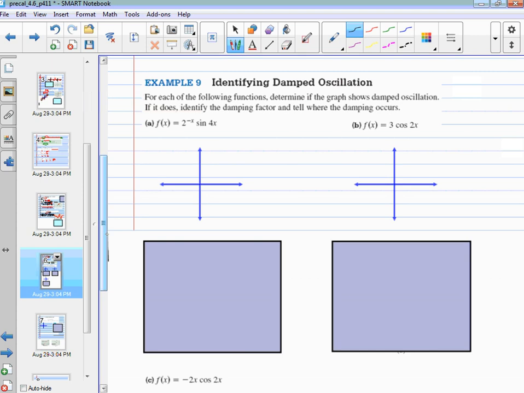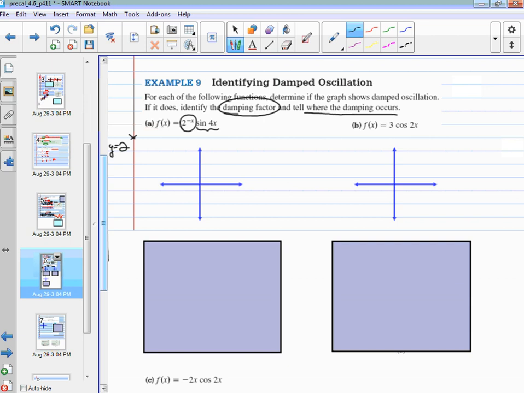Identifying damped oscillation. For each of the following functions, determine if the graph shows damped oscillation, and if it does, identify the damping factor and tell where the damping occurs. So as I look at this, here is my equation I'm multiplying times my sinusoid. Now let's see if we can figure out what this shape is, 2 to the negative x. Do you remember what shape that would graph as? Let me throw out the negative. What if I said 2 to the x? Y equals 2 to the x.